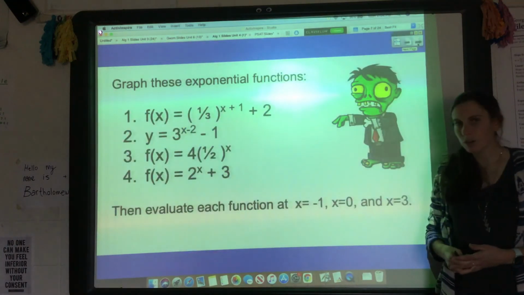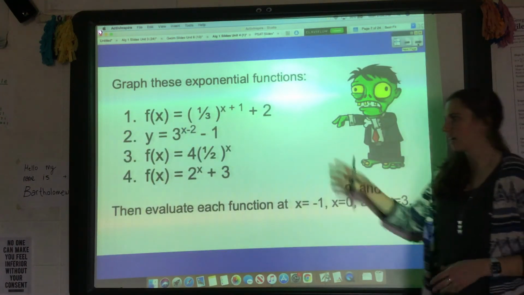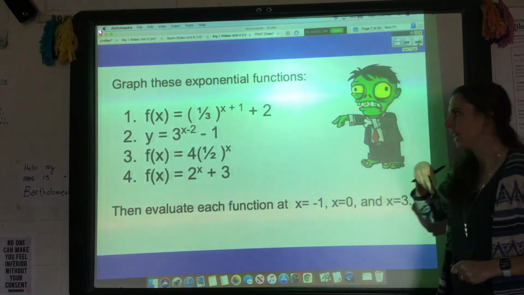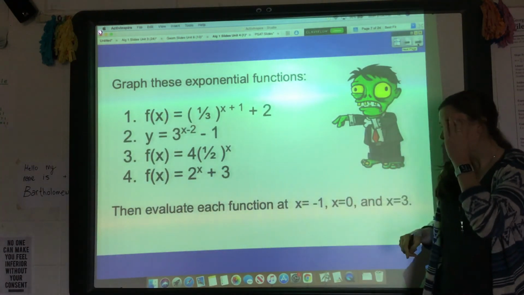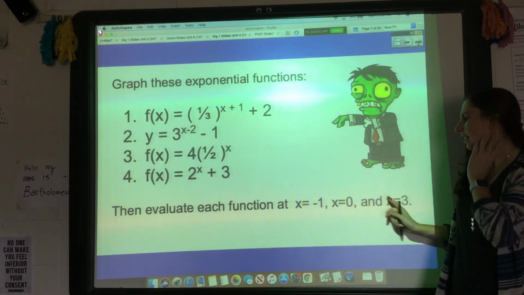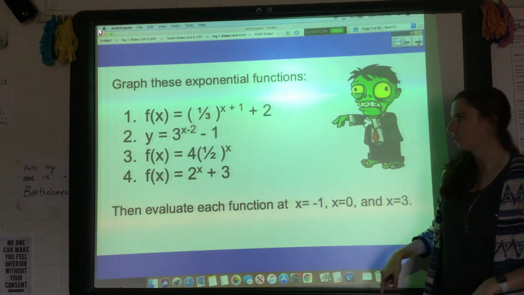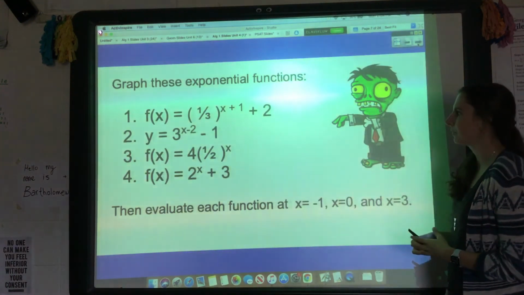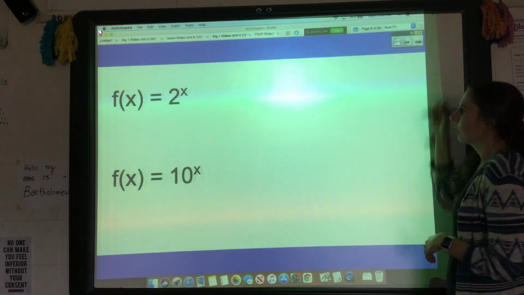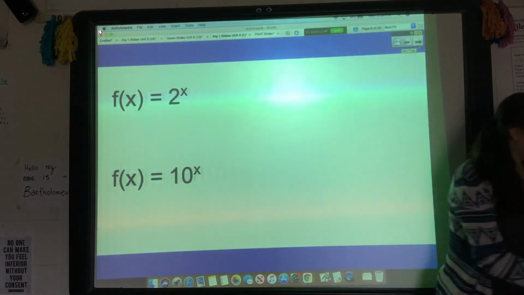All right, so go ahead and pause the video and try these on your own. This is the practice for today. Just graph them in Desmos, that's fine. But then also evaluate each one at these 3 values, just to make sure you're familiar with how to plug stuff into these functions. So hopefully you've tried those. We're gonna go ahead and just wrap this up.